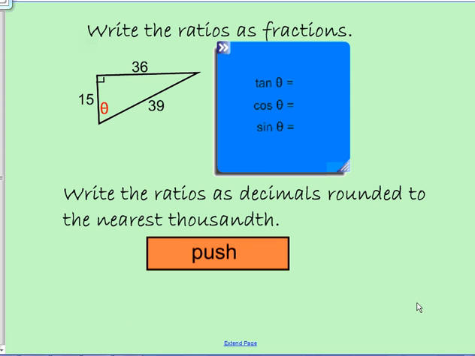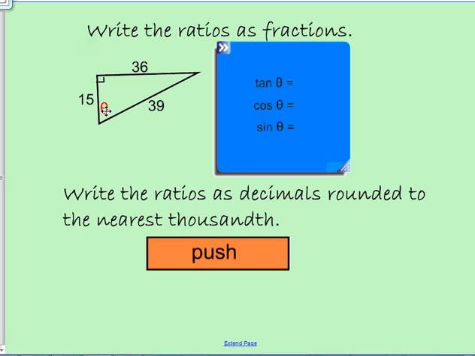The next one says to write the ratio as a fraction. Here we actually have numbers. So the tangent of my angle would be the opposite over adjacent, so 36 over 15.